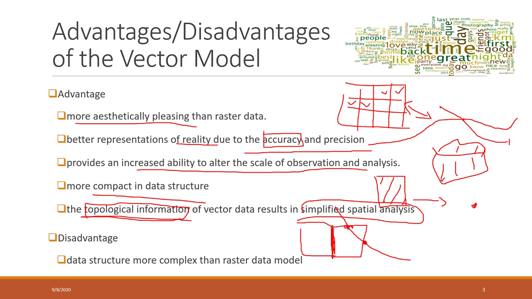Well, the disadvantage will be that the data structure is more complicated than the raster dataset. If you think about a raster dataset, it's just a set of continuous pixels. So the devices that capture raster datasets, like images and air photos, will be much cheaper. However, if you want to create a vector dataset, the process will be a little bit more complicated. You can either digitize those vector data or vectorize those vector data. So the data structure will be more complicated.